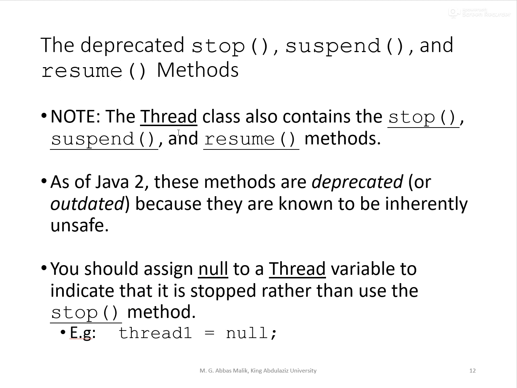Some other methods that are available are the stop, suspend, and resume methods, but as of Java 2 these methods have been deprecated, meaning they're outdated, and in future versions of Java they will not even be there anymore. So you should not use them. Instead, if you want to stop a thread, let's say you have a thread called thread1, don't call the stop method. Just assign it null, and that's it.